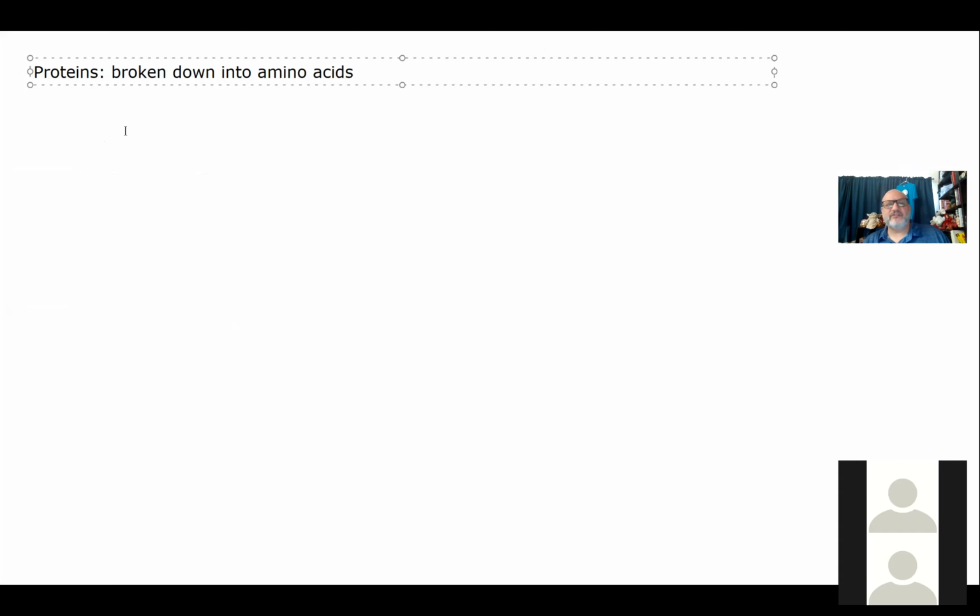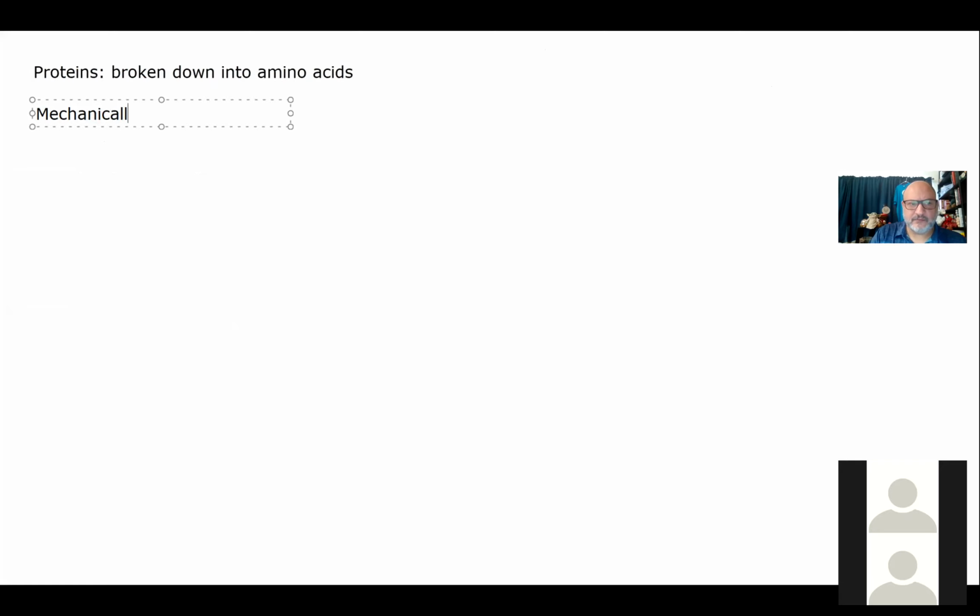Excellent. So we want to break those down into amino acids. And we're going to break them down two ways, mechanically. So mechanical breakdown or digestion. Let's go ahead and do it that way. Where are and what are the mechanisms that we use for mechanical digestion of proteins?